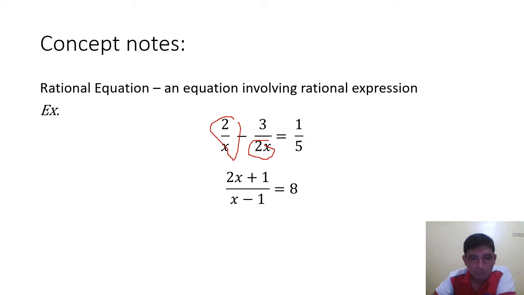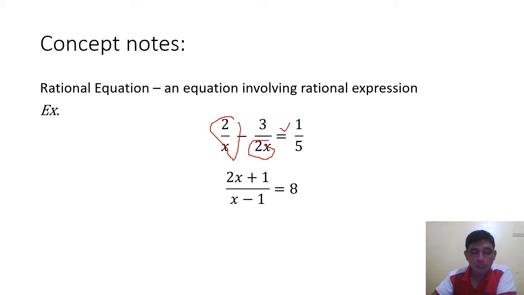It is very important that there is a variable in the denominator, for you to determine that it is a rational expression. But since this is an equation, a rational equation, what is more important is the equal sign, the equality symbol, and a certain value. Because it is an equality, it is an equation. So there is a specific value. Okay, this is an equation.